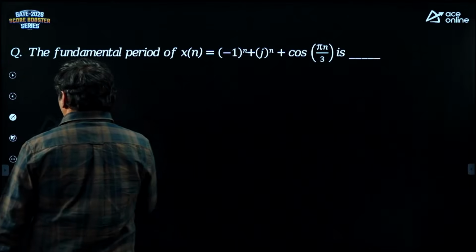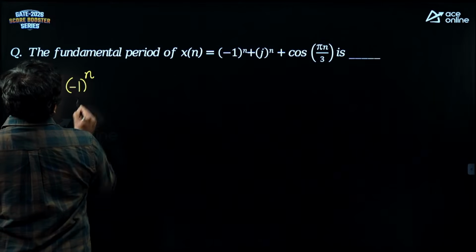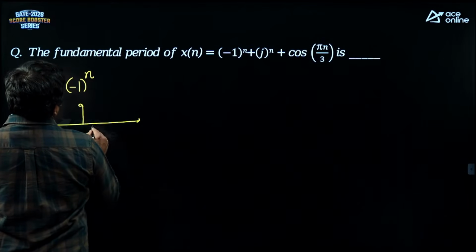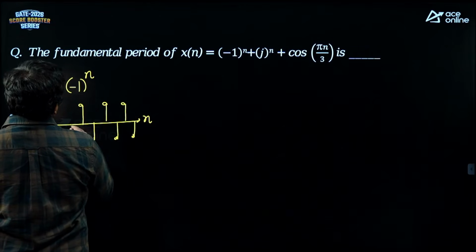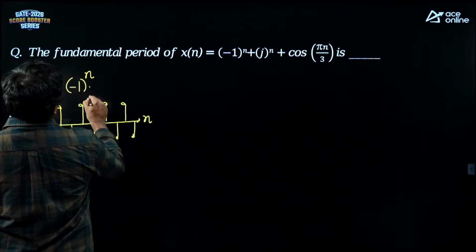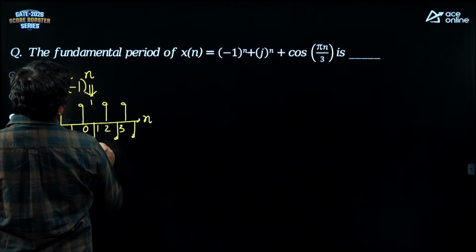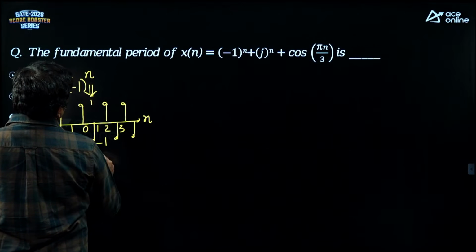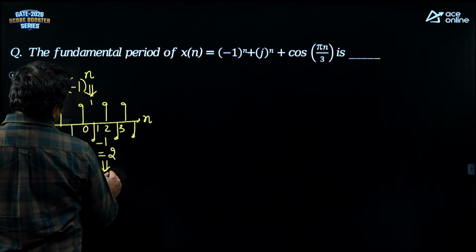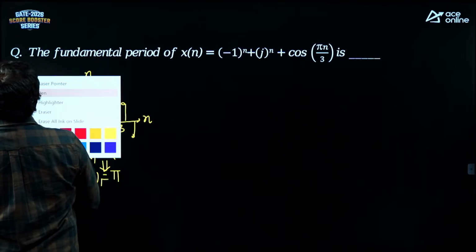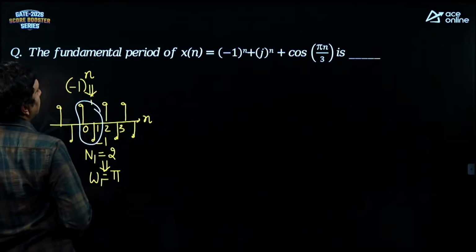Minus 1 whole power n is nothing but alternation of impulses, that is a graph of minus 1 whole power n. For even index it is plus 1, odd index it is minus 1. So, for this function you can feel the time period is 2 samples. We have repetition for every 2 samples, plus 1 minus 1 plus 1 minus 1 like that.